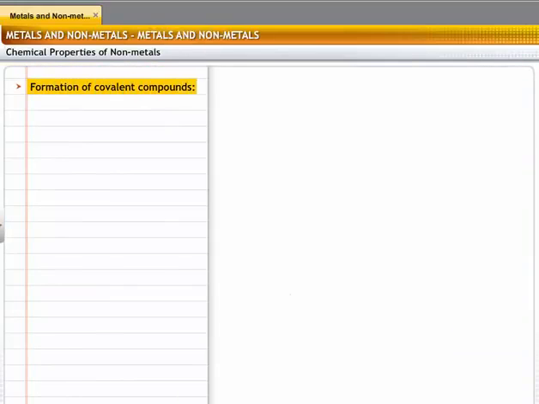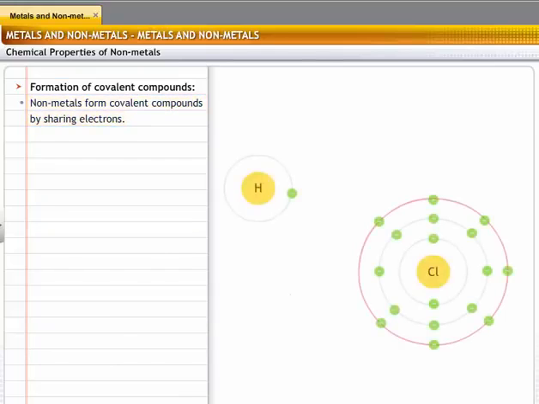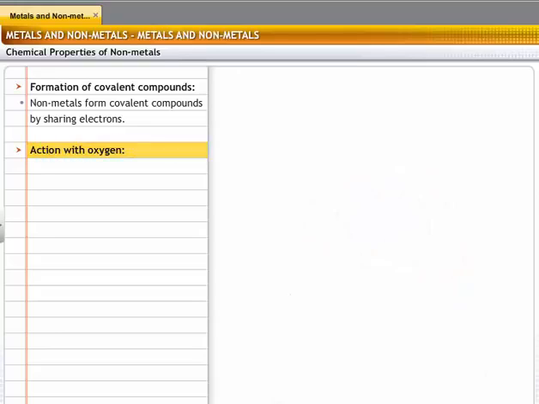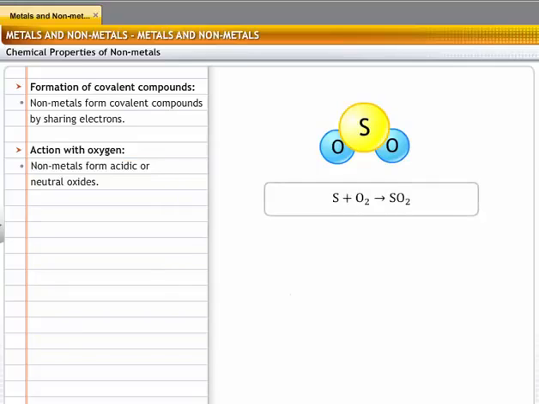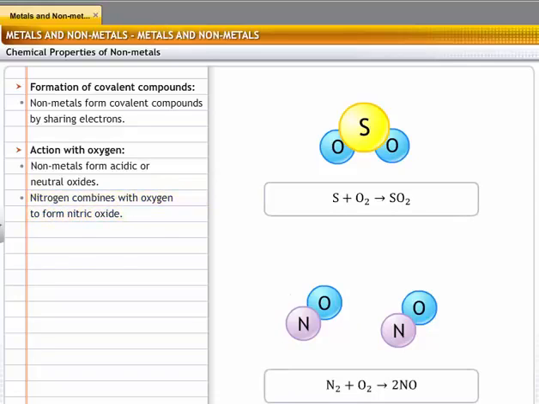Formation of covalent compounds. Non-metals form covalent compounds by sharing electrons. For example, in a molecule of hydrogen chloride, hydrogen and chlorine share a pair of electrons. Thus, hydrogen and chlorine are bound together through a covalent bond. Action with oxygen. Non-metals form acidic or neutral oxides. For example, sulfur reacts with oxygen to form sulfur dioxide, which is acidic. Nitrogen combines with oxygen to form nitric oxide. This nitric oxide is neutral in nature.